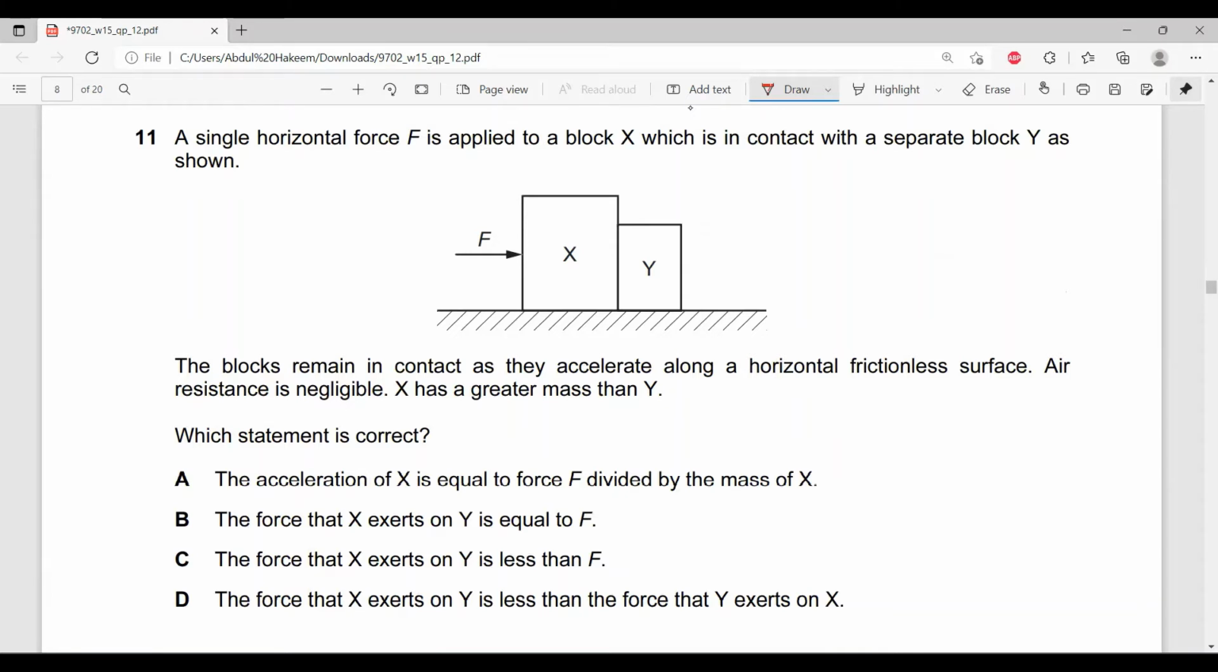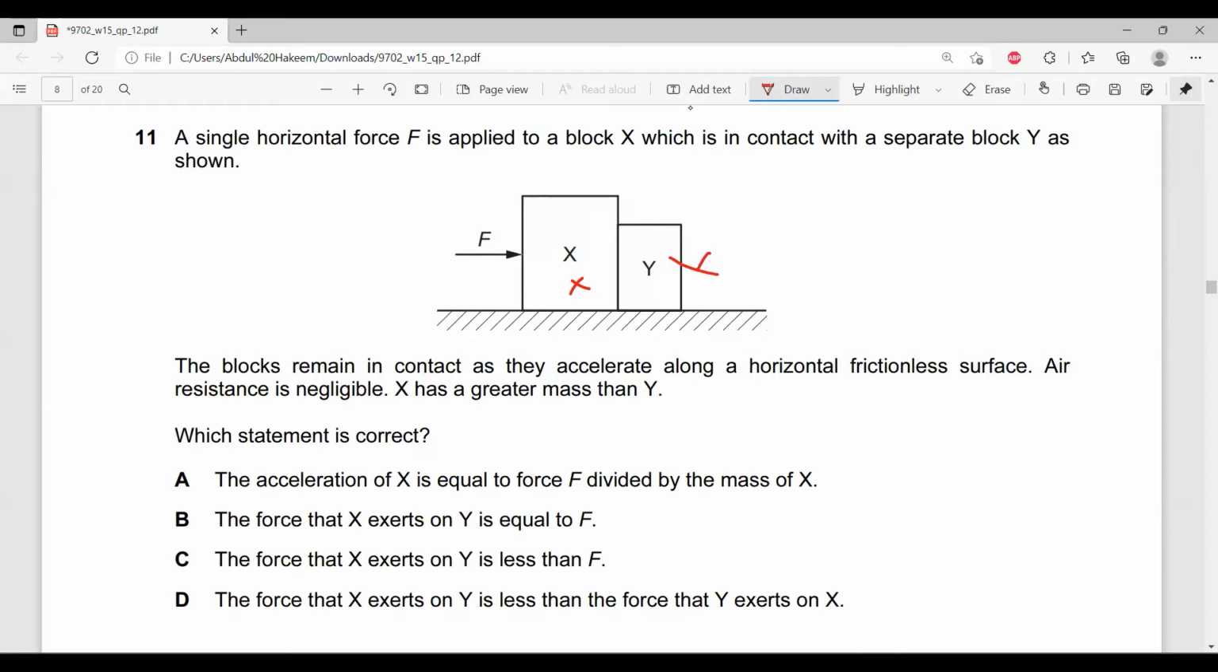No. Because force divided by total mass is the acceleration, not the mass of X alone. The force that X exerts on Y is equal to F. No, because the force depends on the mass, and the masses of Y and X are not equal. So wrong.